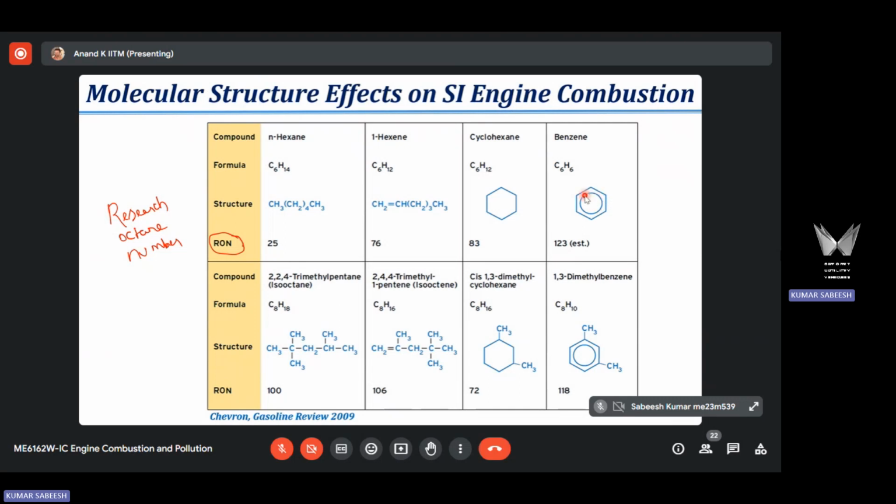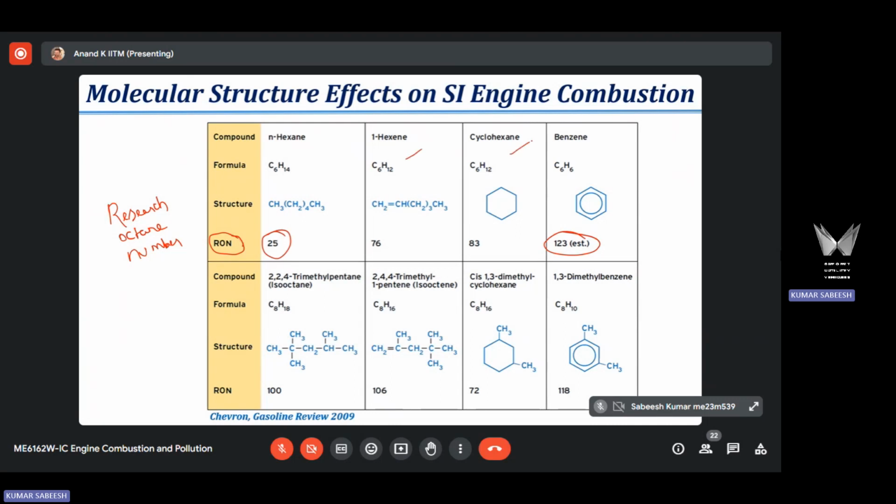is an aromatic ring with a double bond. Very stable molecular structure that has a very high octane number. In other words, very poor ignition quality. This is what we already discussed. Now, the normal paraffin, which is having better ignition quality, has very poor antiknock quality reflected in very low octane number. So now you have these 2 extreme cases, 25 and 123.